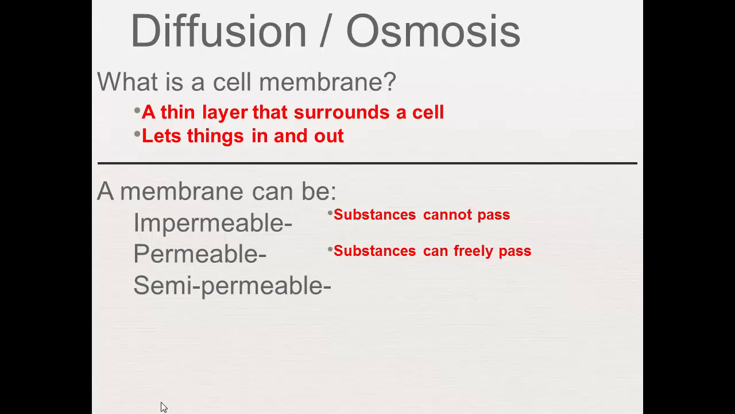Permeable means the substance can get through. For example, oxygen. Oxygen can pass right through the cell membrane. The cell membrane is permeable to oxygen. So what we say is that cell membranes are semi-permeable. It means certain substances can pass through, others cannot. It depends on what molecule we're talking about. The cell membrane is semi-permeable.